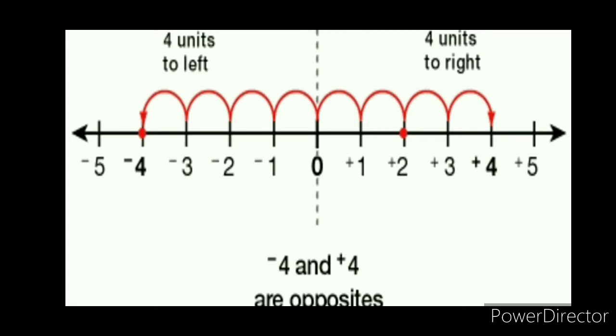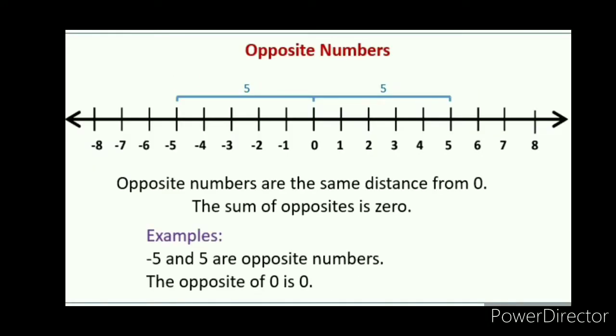Another example. See here, we have selected two numbers again, -4 and +4. The distance between 0 and +4 is 4 units. The distance between 0 and -4 is 4 units. Therefore, -4 and +4 are opposites. Opposite numbers are the same distance from 0. Right, children? But the sum of opposites is 0. Example, -5 and +5 are opposite numbers. The opposite of 0 is 0.